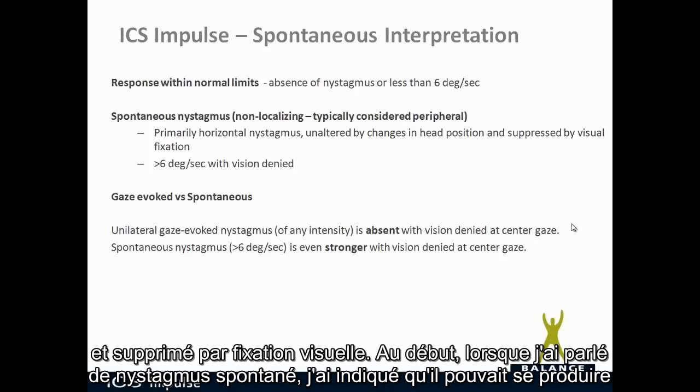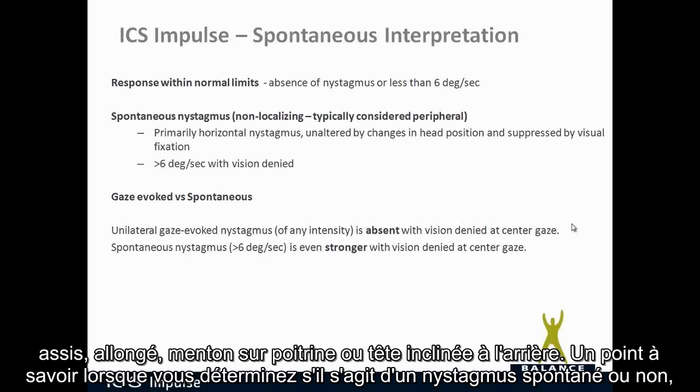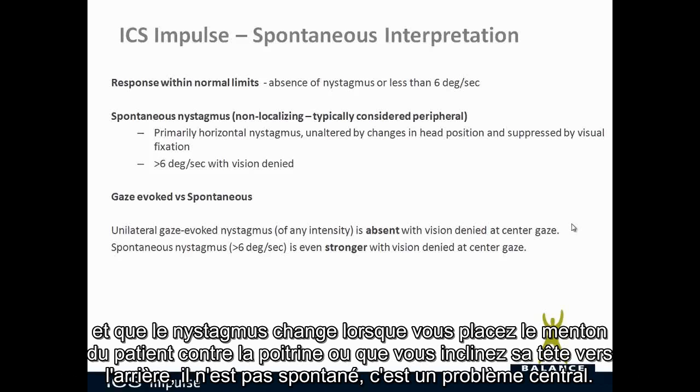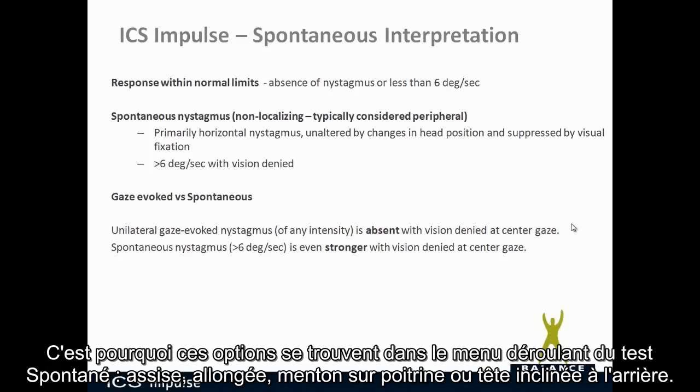So at the beginning, when I talked about spontaneous nystagmus, I said that it can either be sitting, supine, chin to chest, or head extended backwards. One thing when you're determining whether this is spontaneous nystagmus or not, again, it's unaltered by changes in the head position. So if you see spontaneous nystagmus in a sitting or supine position, and you put their chin to chest or their head extended back, and that nystagmus changes, it is not spontaneous. It's something central.